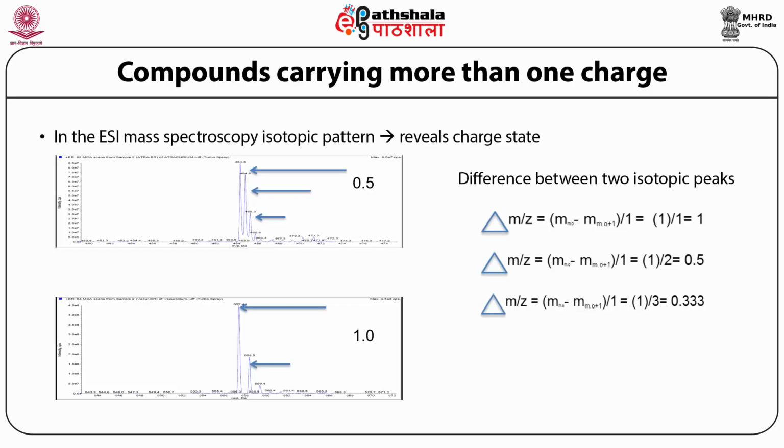So, for example, if you have a molecular weight of 200 and it is doubly charged, you will get an m/z of 100. Here, the difference between two successive isotopic peaks would be 0.5.